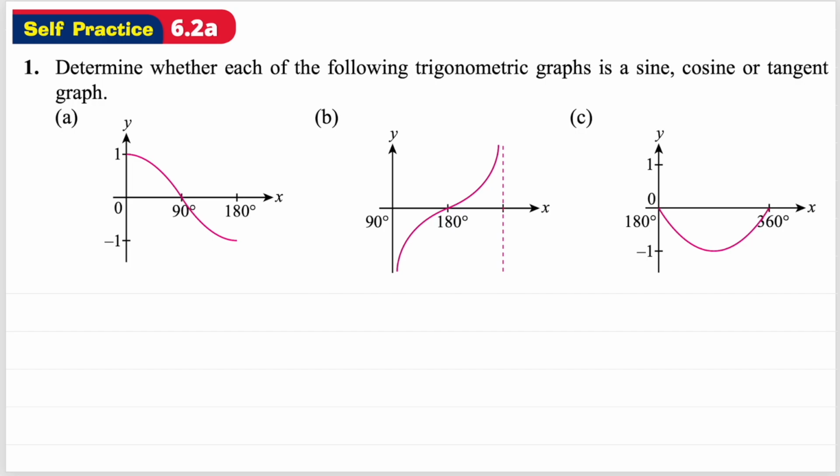Determine whether each of the following trigonometric graphs is a sine, cosine or tangent. For A, when it starts at 1 here, you know it's a cosine graph. And for this one, if you see here, you have the asymptote. So you know this one is the tangent graph. And this one, you see here from 180 to 360. So this one is actually part of a sine graph.